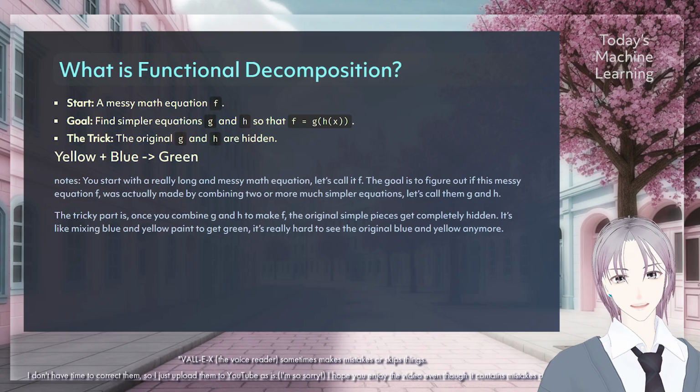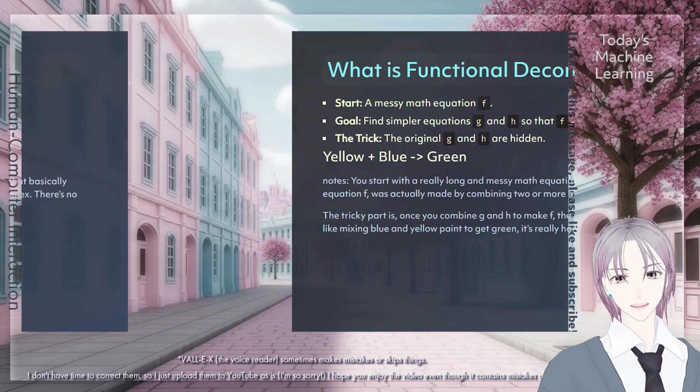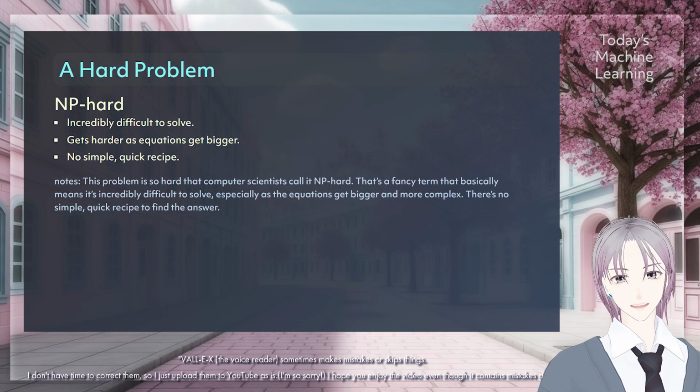It's like mixing blue and yellow paint to get green. It's really hard to see the original blue and yellow anymore. This problem is so hard that computer scientists call it NP-hard. That's a fancy term that basically means it's incredibly difficult to solve, especially as the equations get bigger and more complex. There's no simple, quick recipe to find the answer.